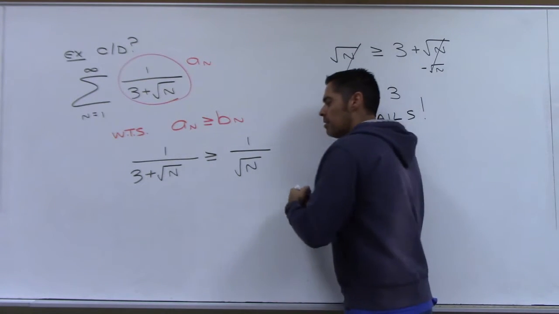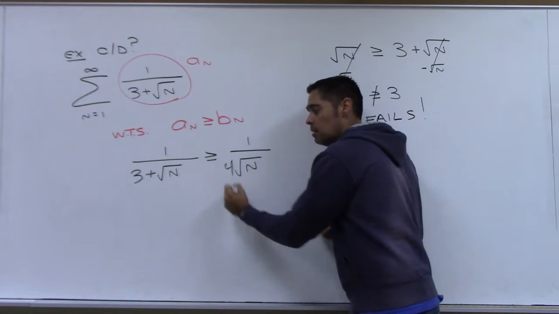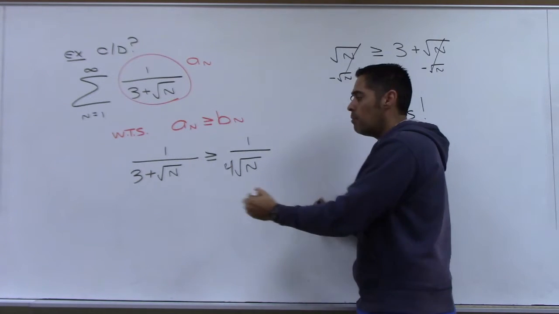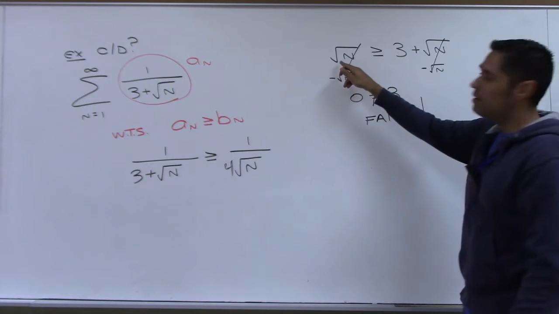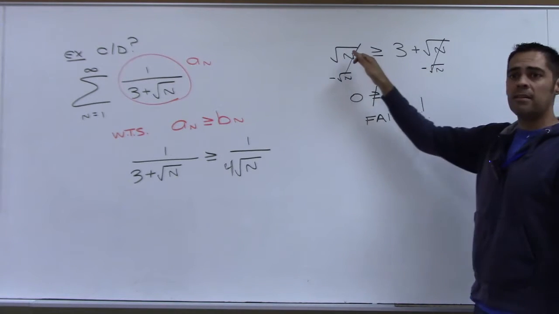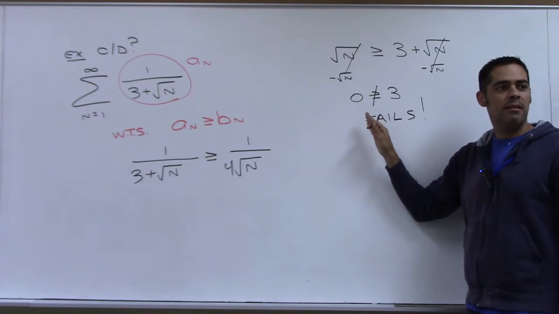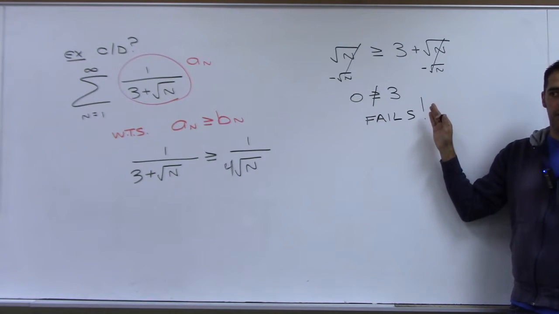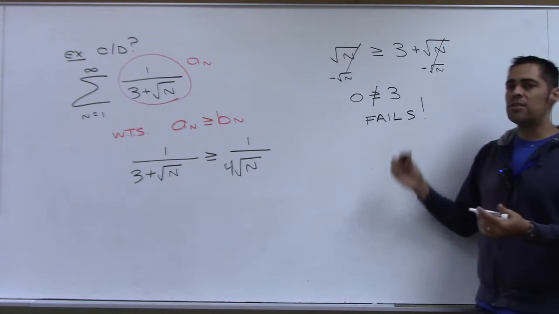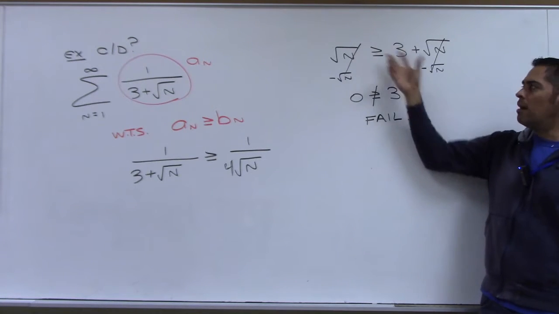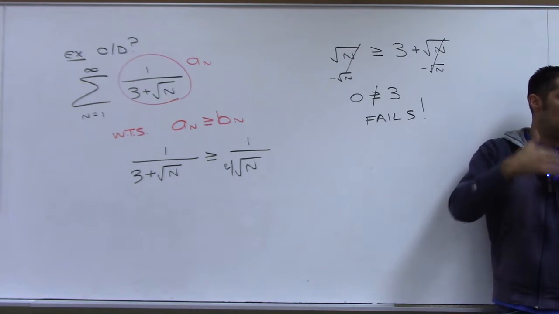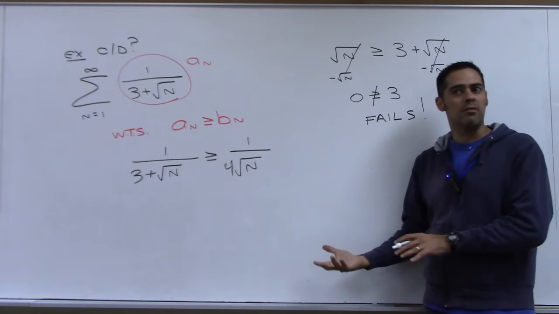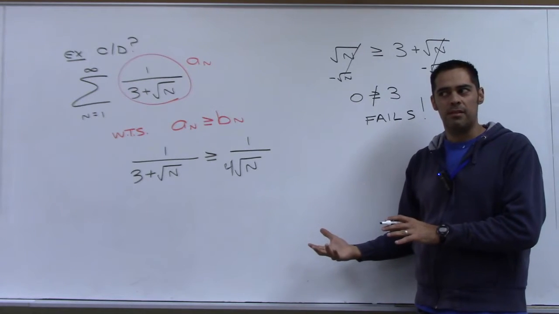How about just 4 root n? Then when I do this, this would be what? 4 root n. When I subtract, I get 3 root n, bigger than 3, and that would be true as n got bigger. So look, even though you're stuck, if you think about what made it fail, that will help you figure out what you should compare it to instead. I hope that made sense.